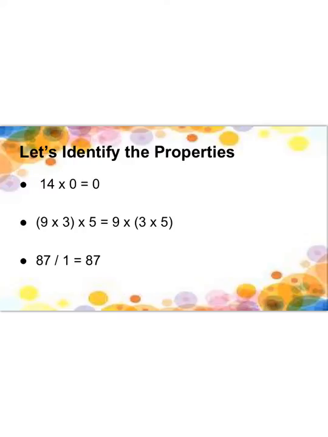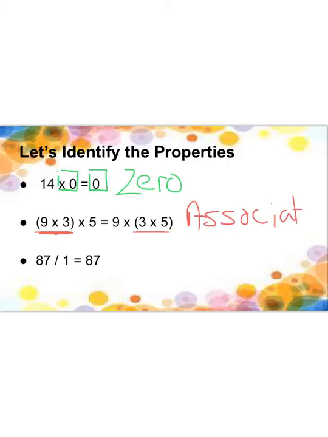All right, so let's check this first one. So it looks like I multiplied by 0 and I ended with 0. So this is the 0 property. On the second one, I changed my grouping or my associations. 9 is not with 3 anymore. 3 is now with 5. That is the associative property. And then finally, whenever I do an operation, but the number remains unchanged, that is the identity property.